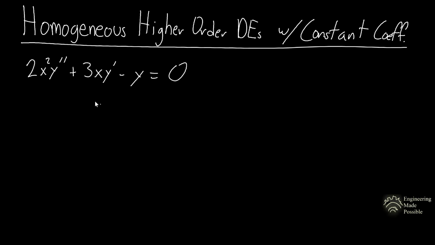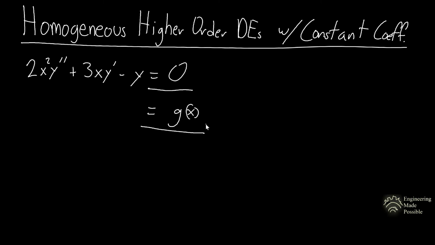Let's say we have this differential equation 2x squared y double prime plus 3xy prime take away y is equal to 0. Now this is what we refer to as being a homogeneous differential equation because it's equal to 0. Now, if we have a differential equation that's not equal to 0, for instance, some function g of x, then this, in fact, would be considered a non-homogeneous differential equation.